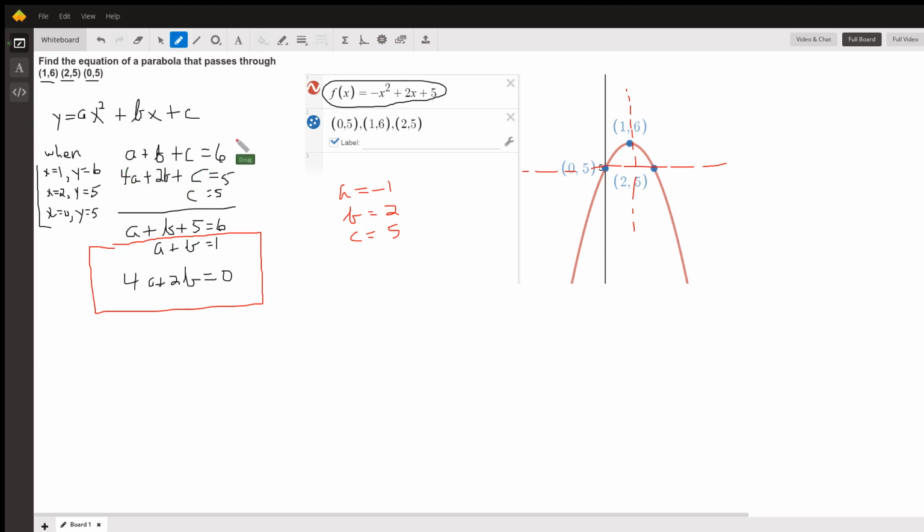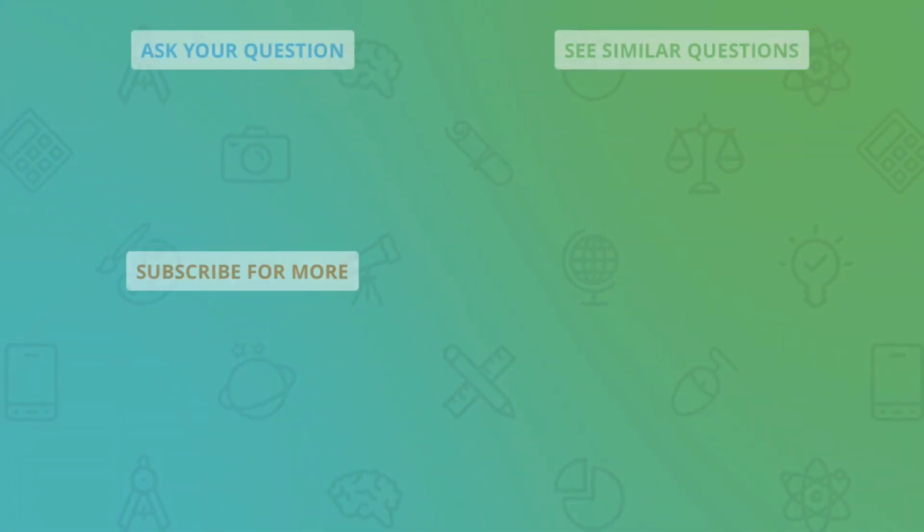Most of the time when you see problems like this, you have 3 equations, 3 unknowns, and you have to learn to solve a system of 3 equations and 3 unknowns. It's a little more complicated than this one. Okay, there you go.